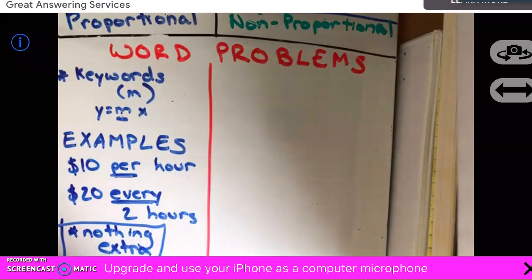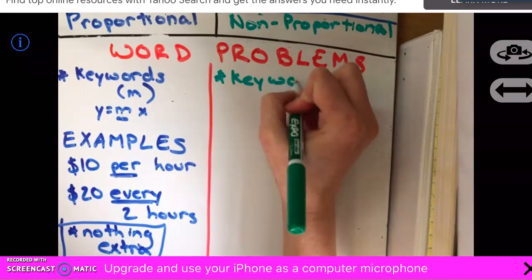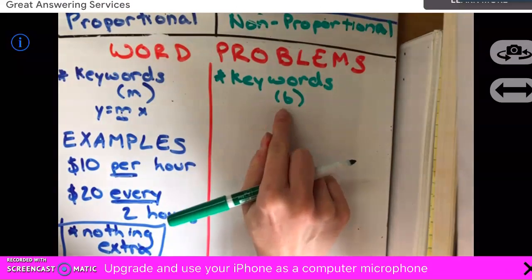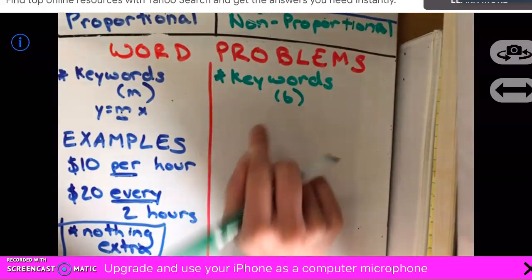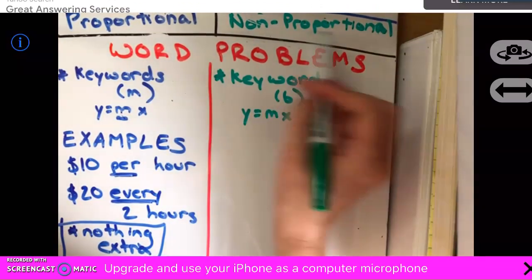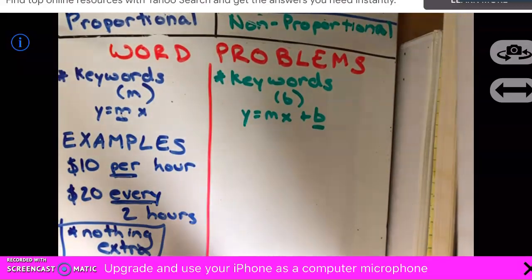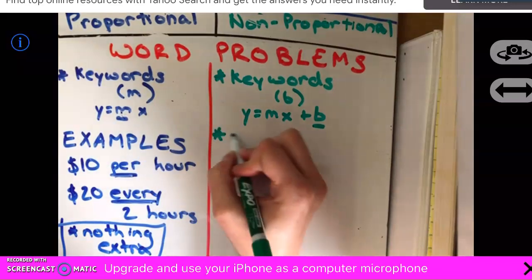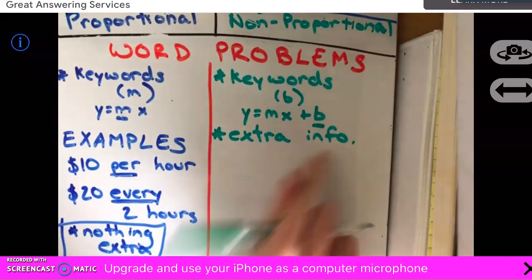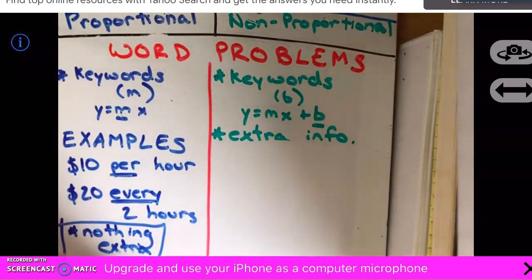Now, let's look at non-proportional word problems. Oh, man. They're also going to have keywords, but we need to be smart enough to know that these keywords are about the y-intercept, okay? So it's going to be about our b. So non-proportional word problems are going to have keywords that are talking about the b. Let me write this: there is extra information that you have to deal with. Unlike the proportional one where there's nothing extra, non-proportional has extra information.